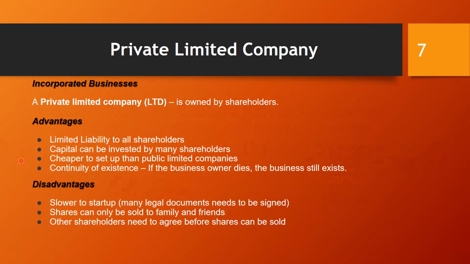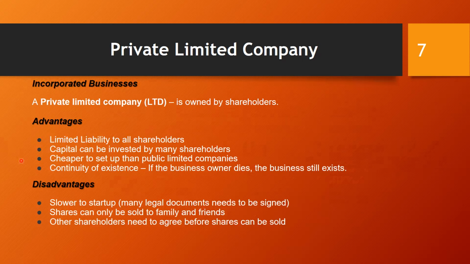And also there is continuity of existence, meaning if the business owner dies, the business will still exist. So there is continuity. The name will remain the same. You may only change the membership, but the business will continue to exist even after the owner dies, unlike the sole trader and the partnership where there is no continuity.